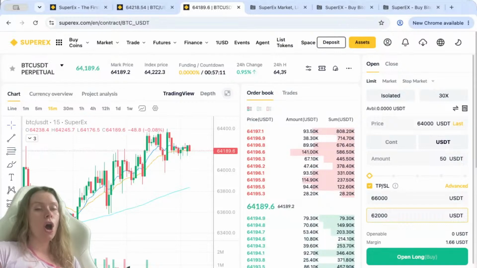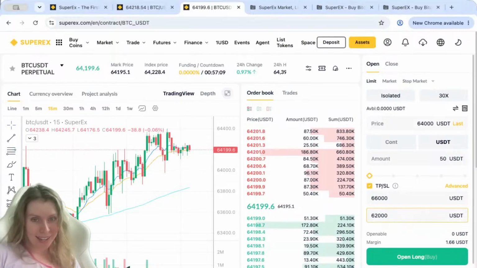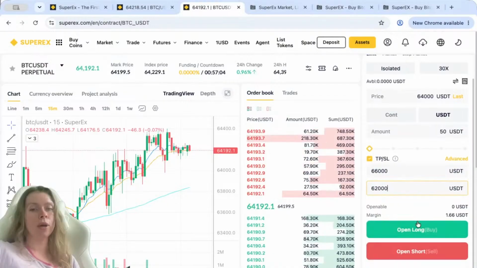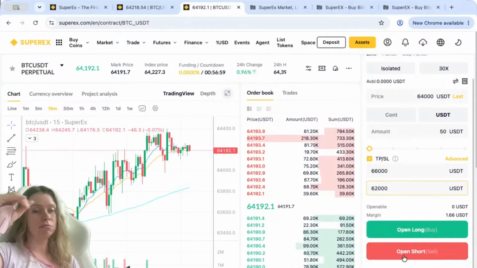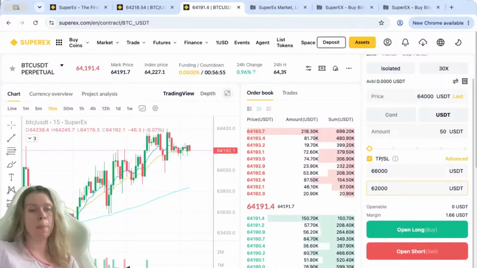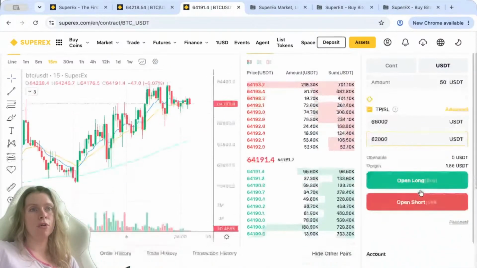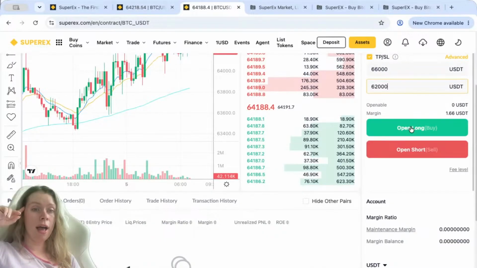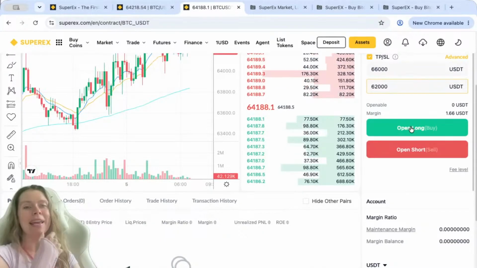Only after both are set do you click the beautiful green open long buy button. Open long means you're betting Bitcoin goes up, and open short means you're betting Bitcoin goes down. Okay? Super, super important that you choose between those two. Once you have clicked one of those options, for this one, I'd probably go open long. I am hoping that Bitcoin's going to go up and then I can make a profit.